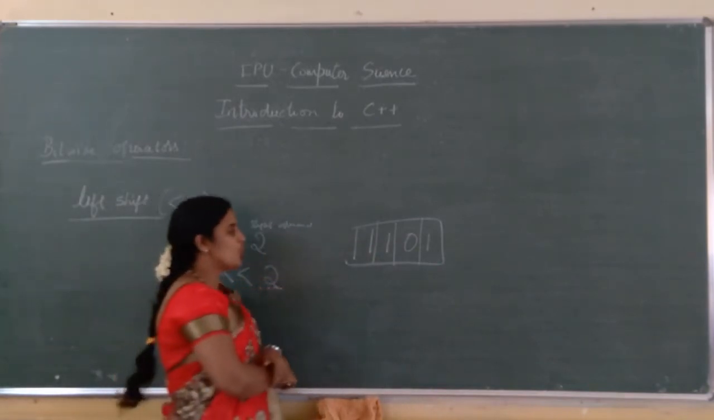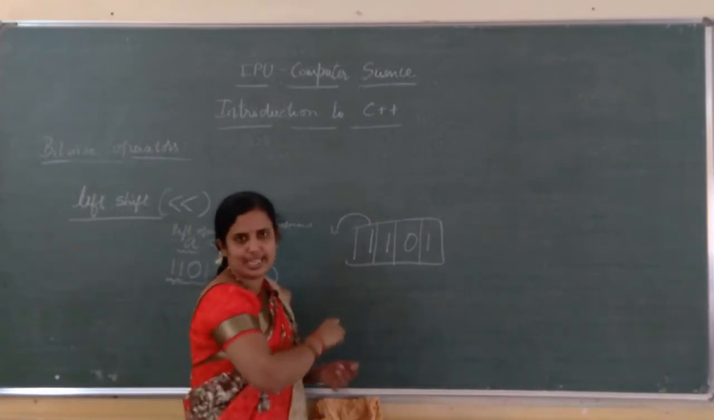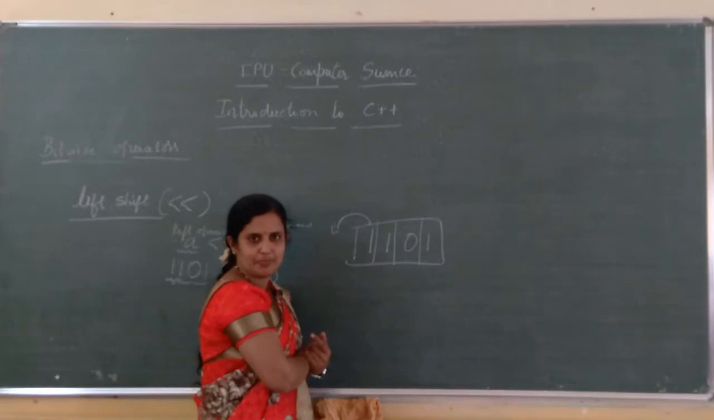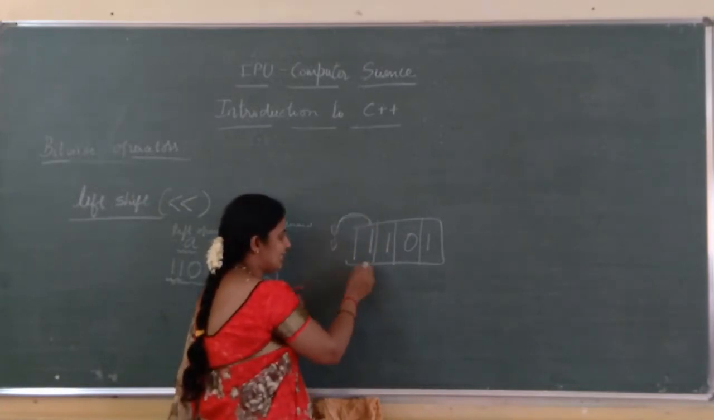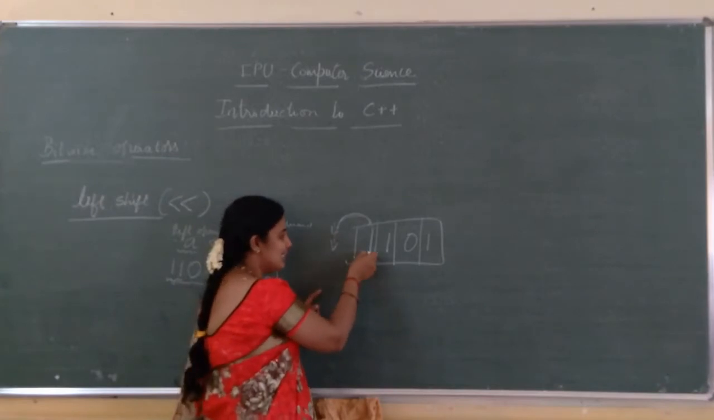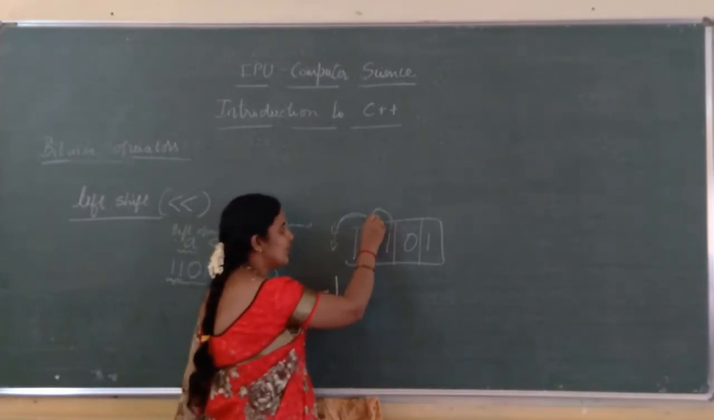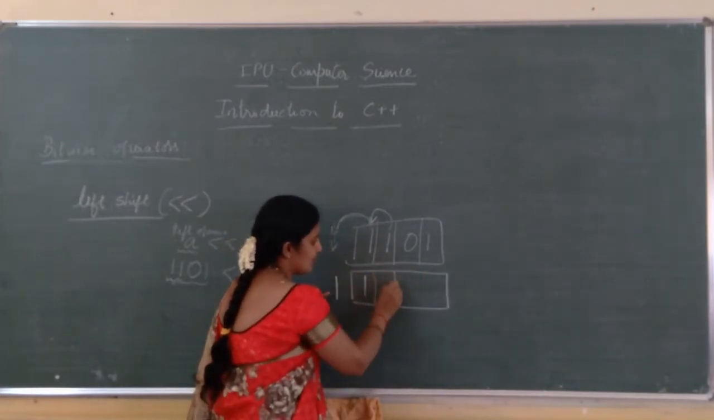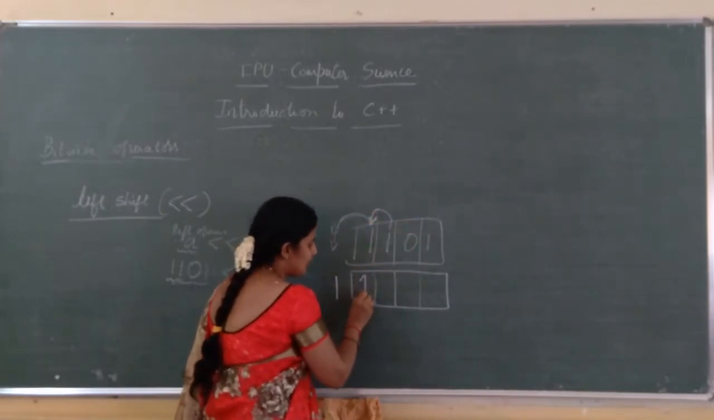Okay, so first I will shift this bit. 2 bits I have to shift, right? This I will shift. Where does it go? It goes outside. This will come outside. I will write after changing it. Okay, where will this go? This will go here. Okay, this will go here. So I wrote it here.